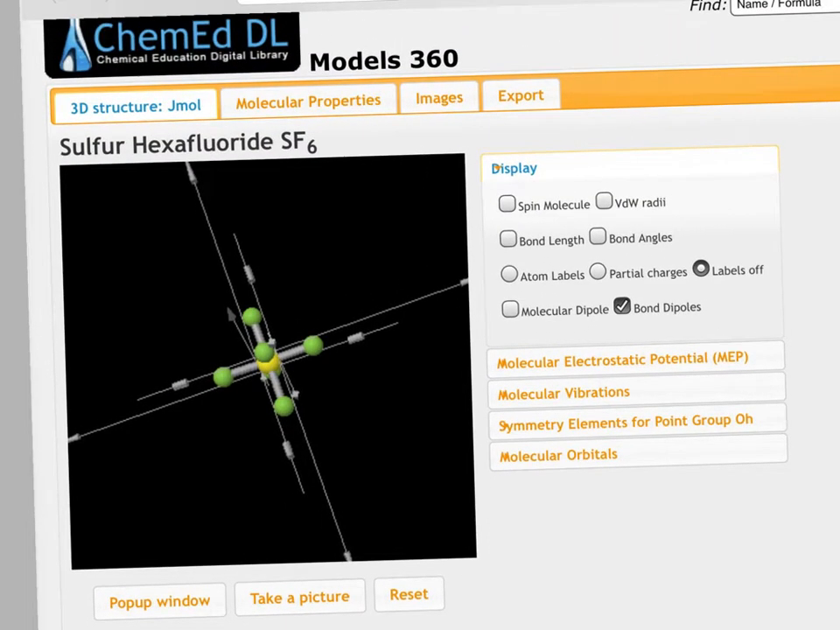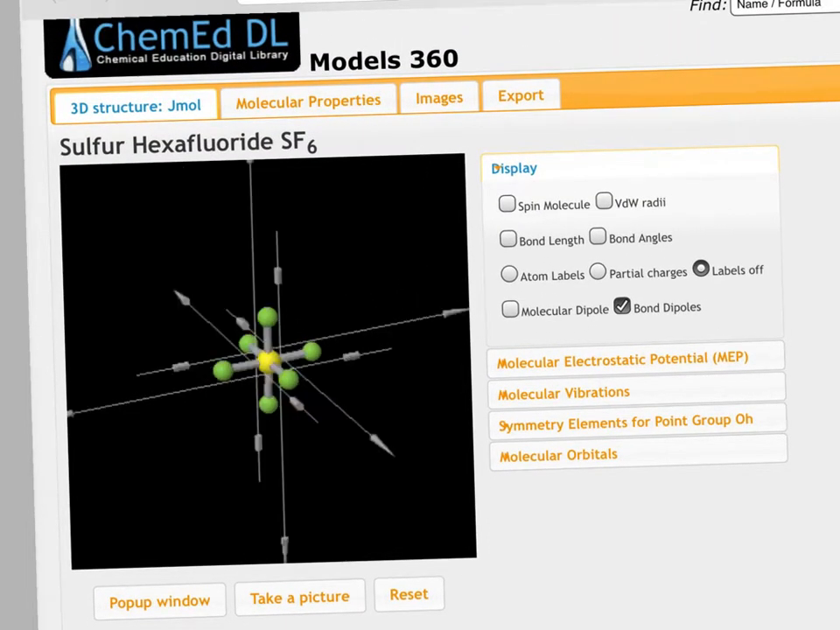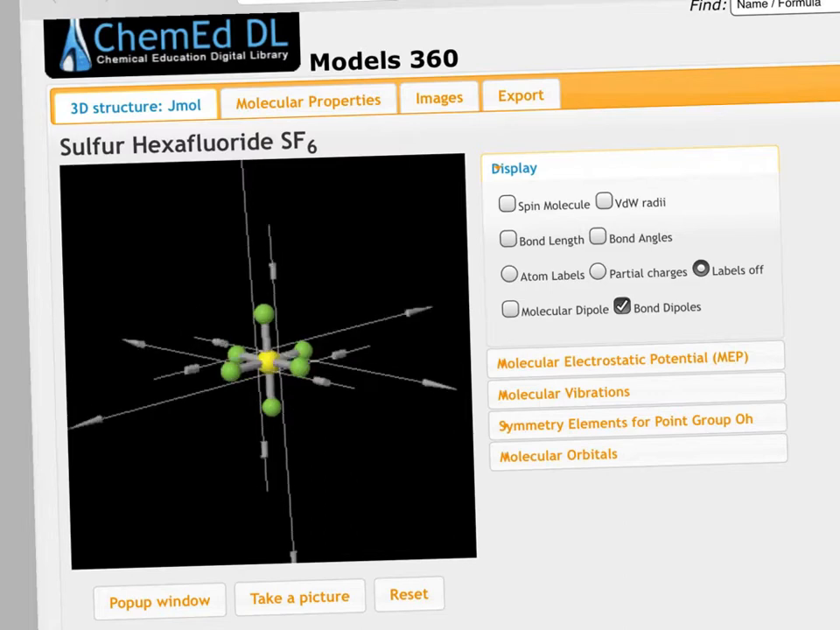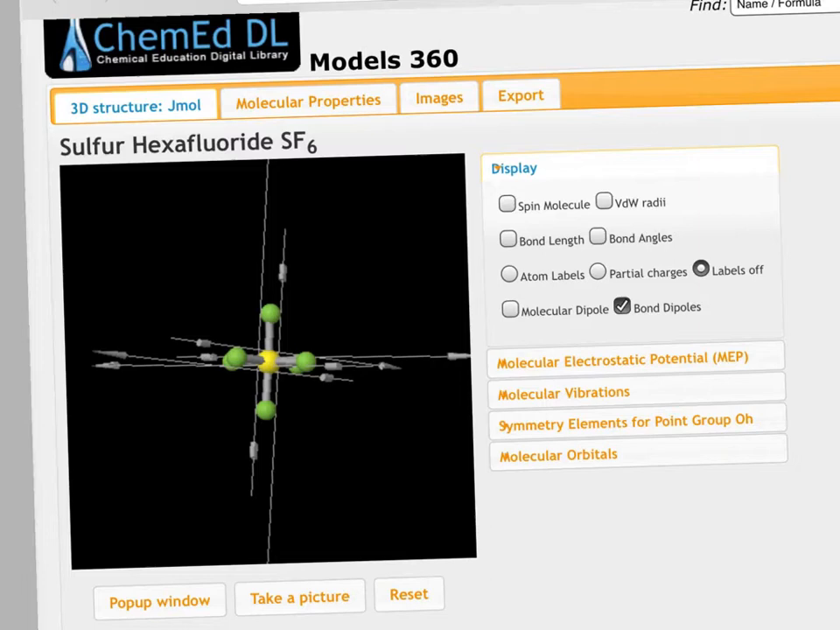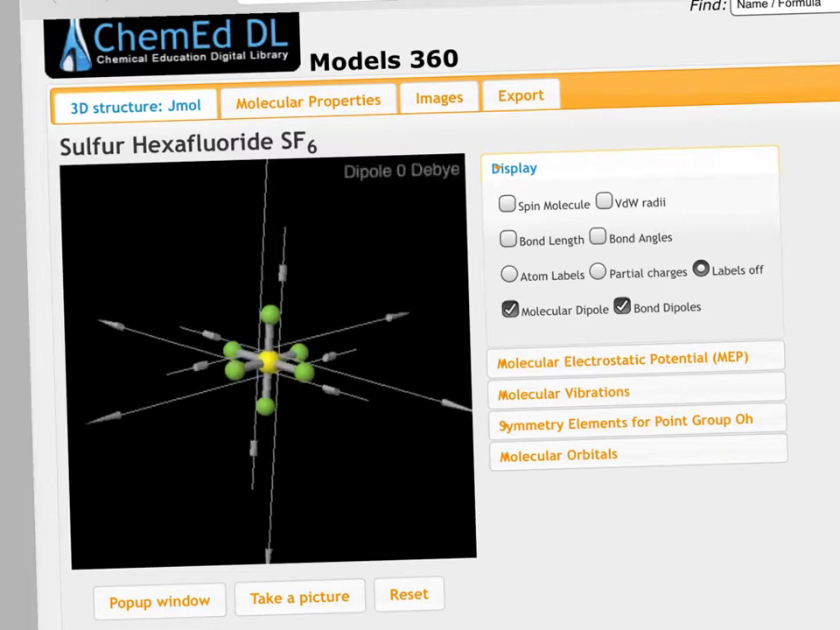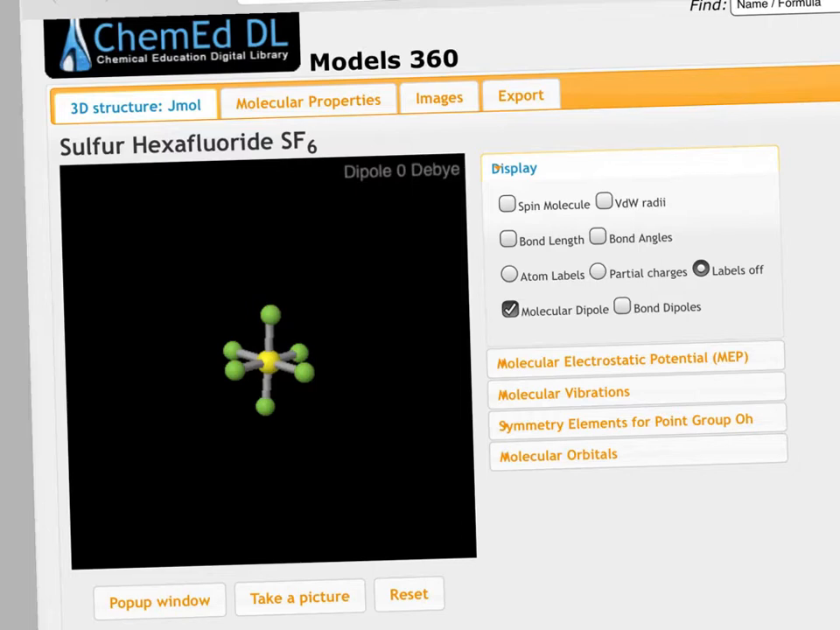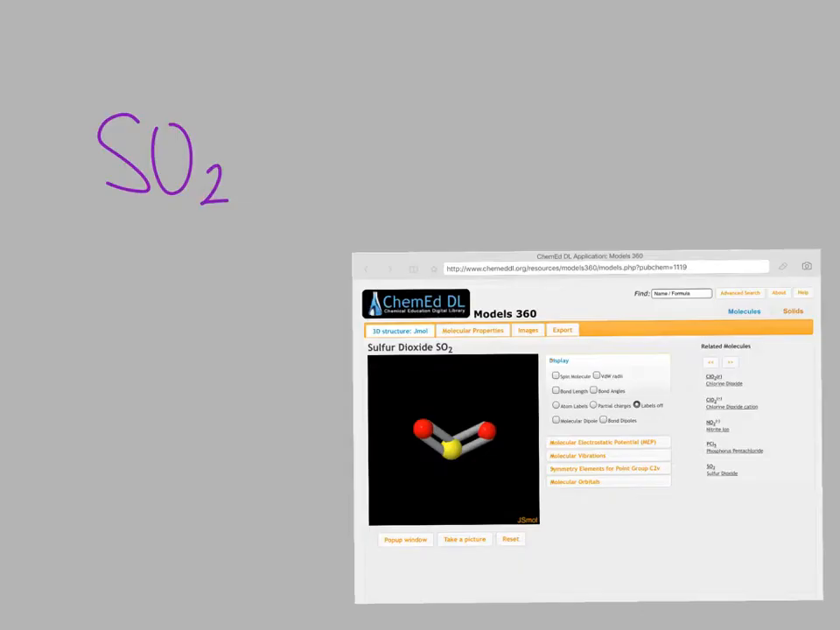Because it's a square in the middle, a plus sign, and then the top and bottom would cancel out as well. So when we look at the molecular dipole, it's 0. There's nothing there pulling anything. All right, I've got 2 more.